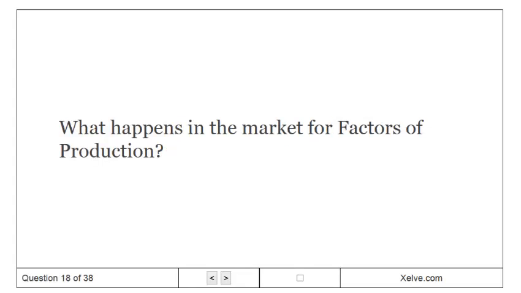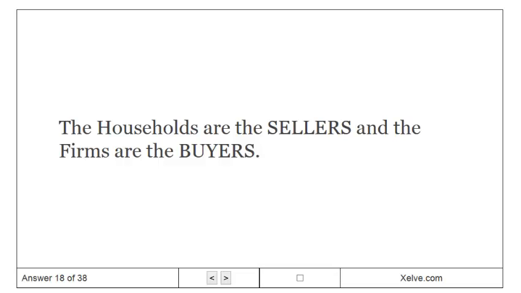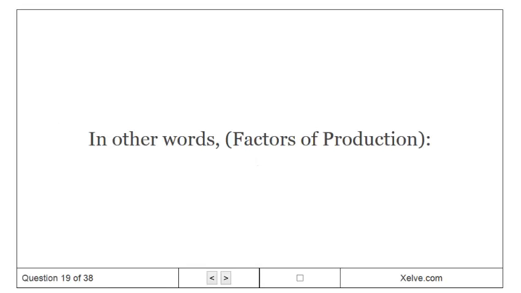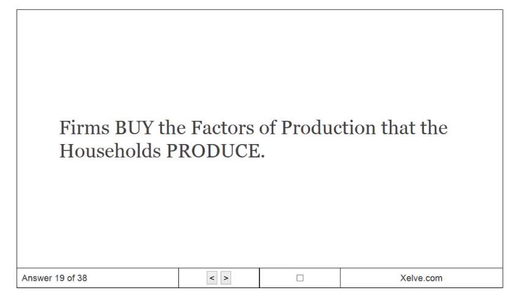What happens in the market for factors of production? The households are the sellers and the firms are the buyers. In other words, firms buy the factors of production that the households provide.